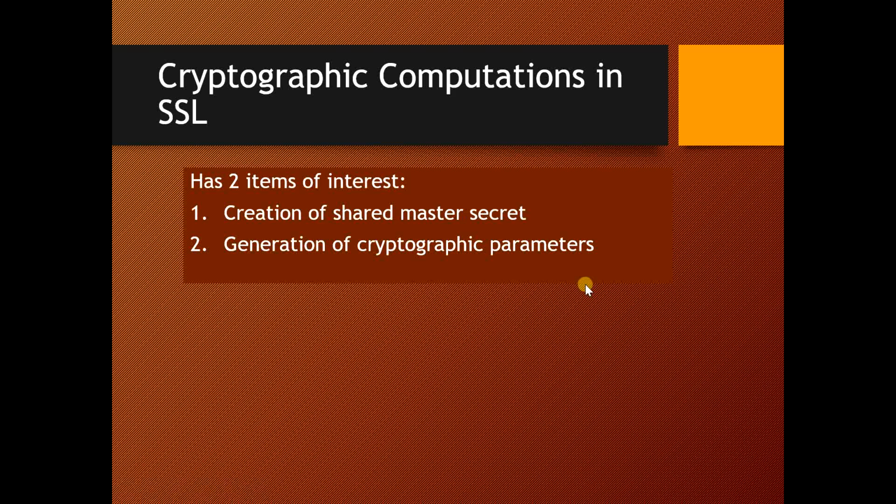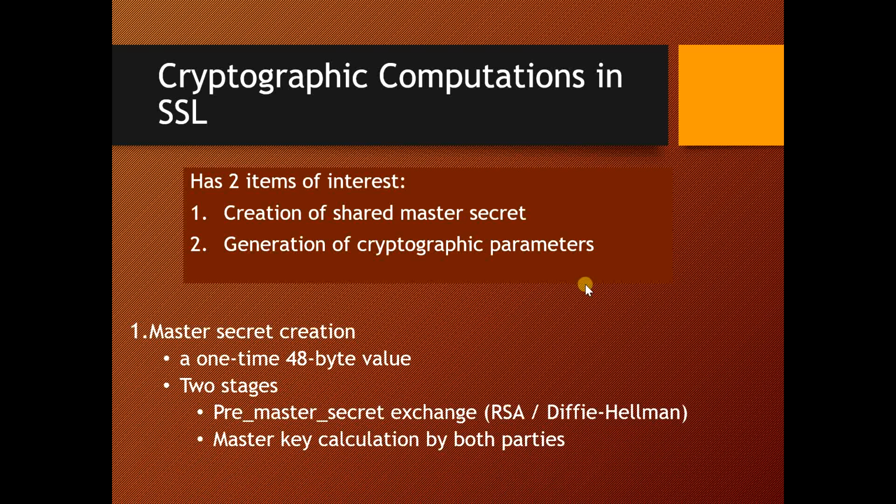Basically in this case we have two items of interest. First, how the creation of the shared master secret happens by means of the key exchange. Second, the generation of the cryptographic parameters from the master secret. The first one is master secret creation. Here the shared master secret is a one-time 48 byte value, which is 384 bits, generated for the session by means of a secure key exchange.